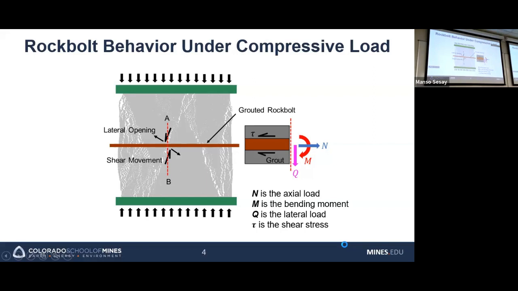We can have axial load on the rock bolt element. We can have lateral load as well as bending moment. And in the interface between the rock, the grout and the rock bolt, we can have shear stress generation because of the pulling of the rock bolt by the axial forces. So we need to understand all this micromechanical behavior of the rock bolt so that we can design safe and economic support designs.